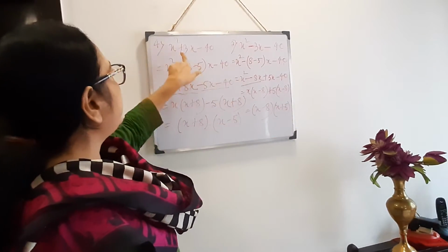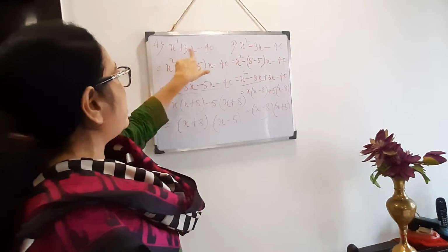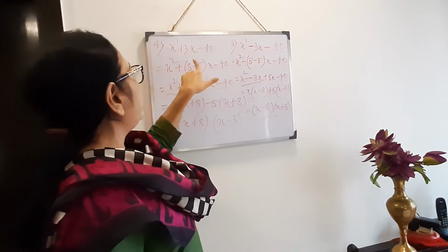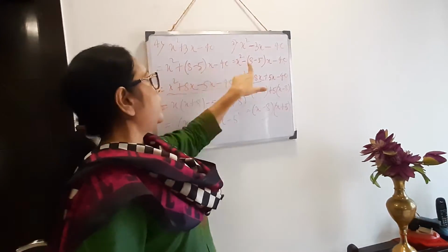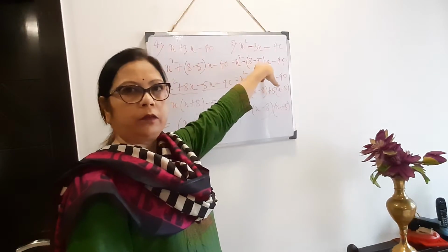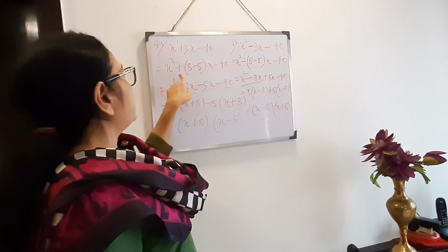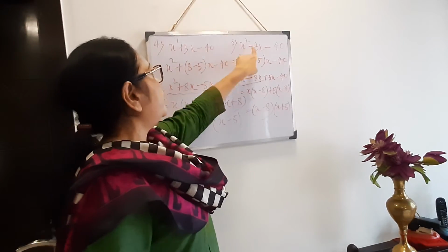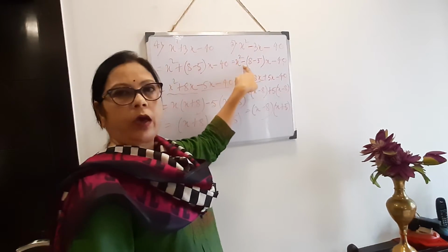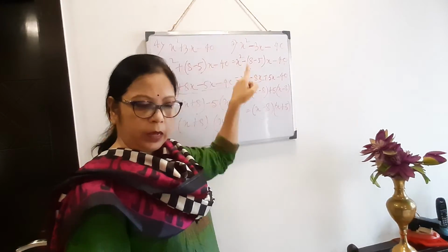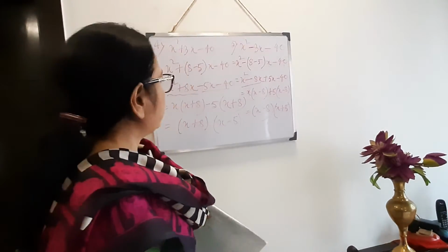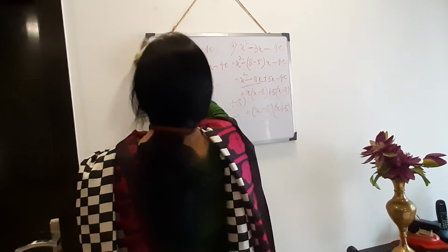So again there is one difference. There was plus, there was minus. And here also we have subtracted the factors. But one difference is that there, as there was a plus sign, we had written plus, and there is a minus sign, that's why we have written minus. Clear? In this way you will practice. Now next one.